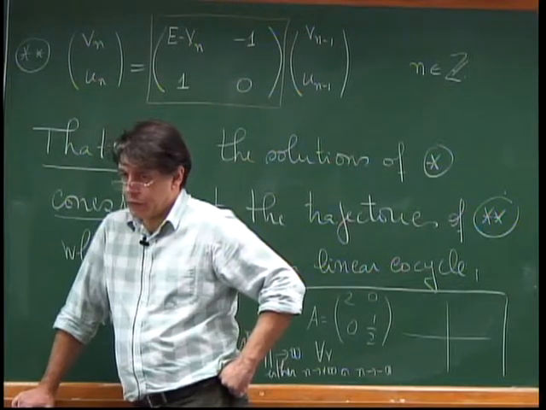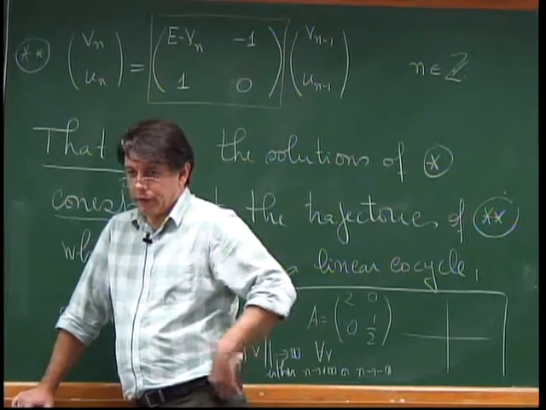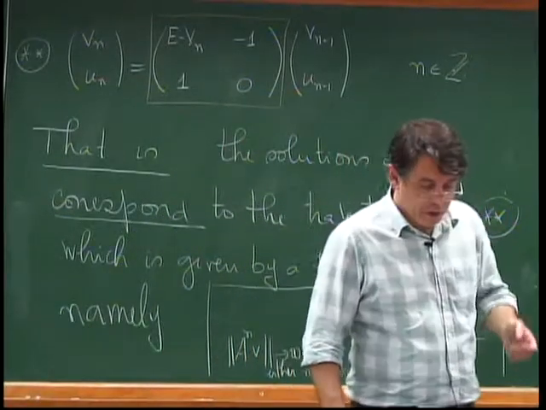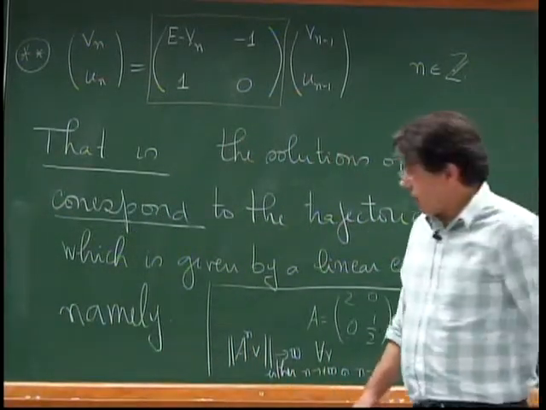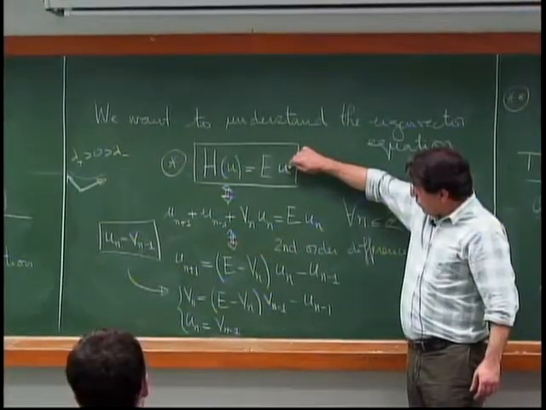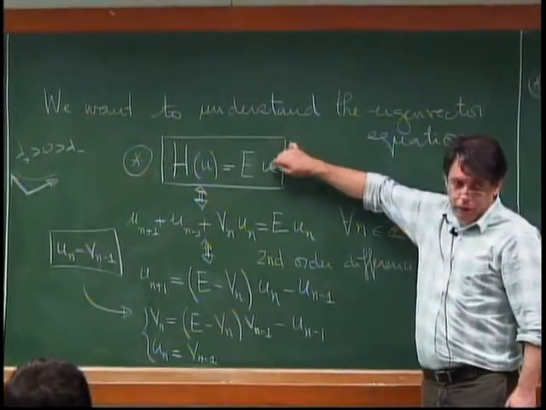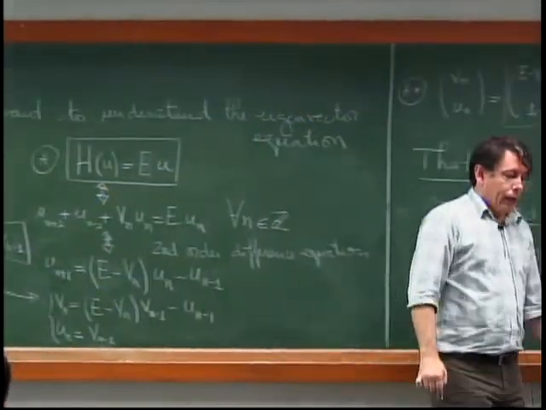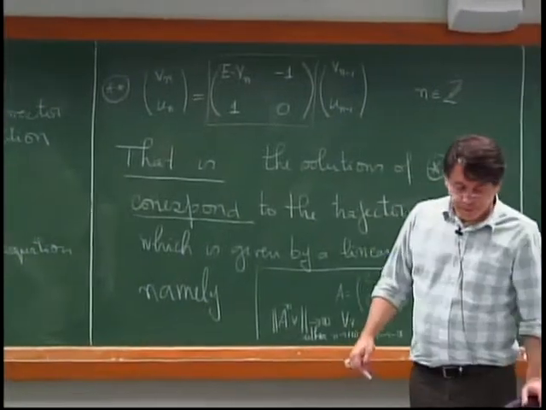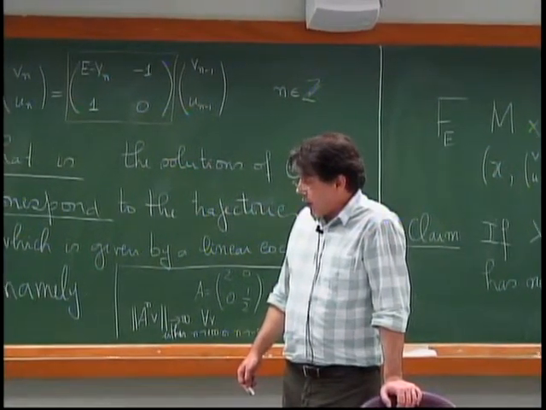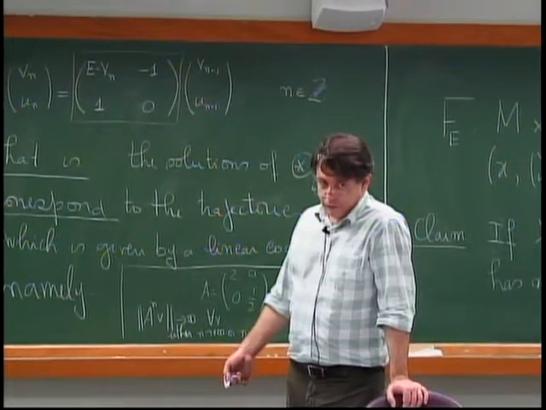So his question is what's the relation between all this and quantum mechanics? What does this have to do with solving the Schrödinger equation? Essentially, the discrete stationary Schrödinger equation is this equation. Okay? And so we are trying to find the solutions.